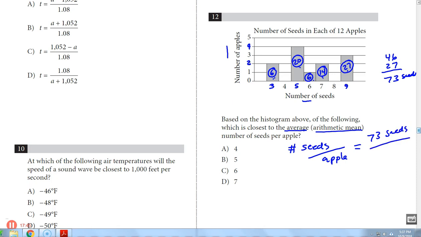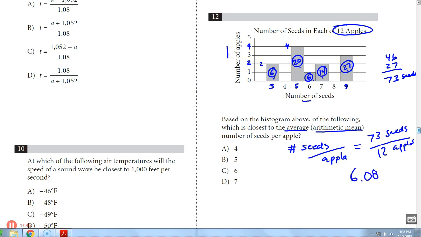And they told me at the top that there was 12 apples. I also could have added the 2 and the 4. If they wouldn't have told me that, I could have figured it out. But 73 total seeds for 12 apples. When I divide that out on my calculator, 73 divided by 12, looks like 6.08.